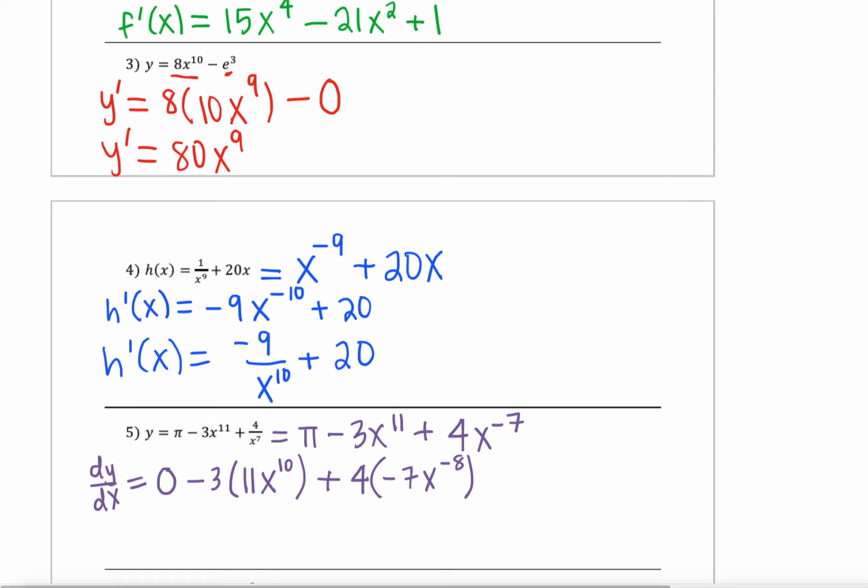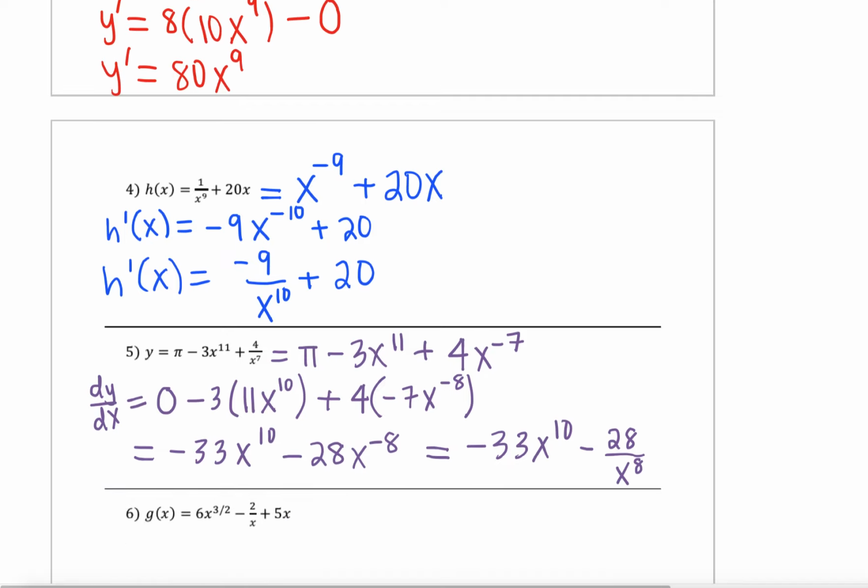We can do a little bit of simplification here. Negative 3 times 11 would give us negative 33x to the 10th, then we'll get negative 28x to the negative 8th. And again, if we're asked to do it all with positive exponents, we could rewrite this as negative 33x to the 10th minus 28 all over x to the 8th, by flipping down that exponent to make it positive.